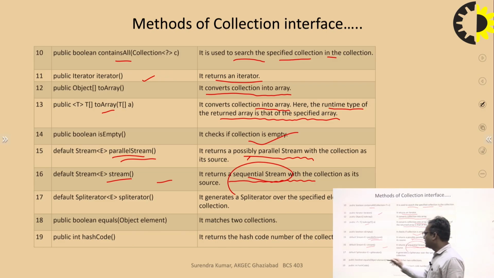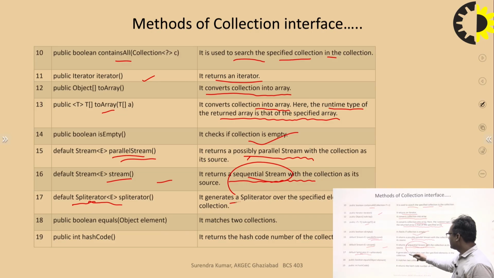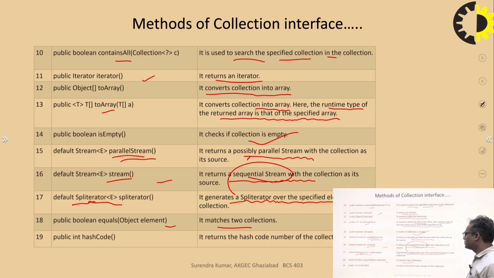spliterator generates a spliterator over the specified elements in the collection. equals matches two collections to check whether they are equal or not. hashCode returns the hash code, the number, of the collection.